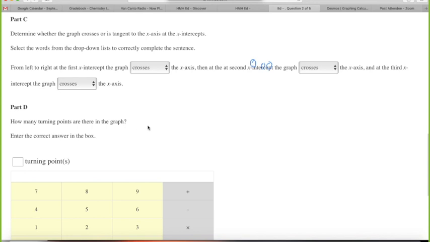How many turning points are there in the graph? So let's go back up.